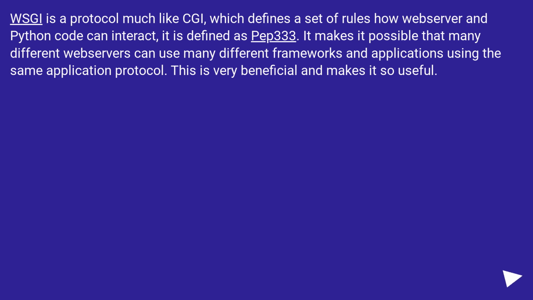WSGI is a protocol much like CGI, which defines a set of rules how web server and Python code can interact. It is defined as PEP 333. It makes it possible that many different web servers can use many different frameworks and applications using the same application protocol. This is very beneficial and makes it so useful.